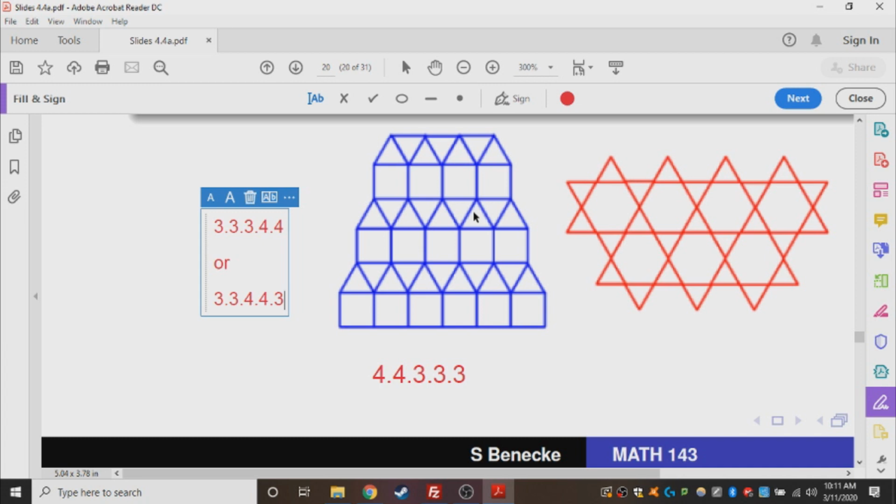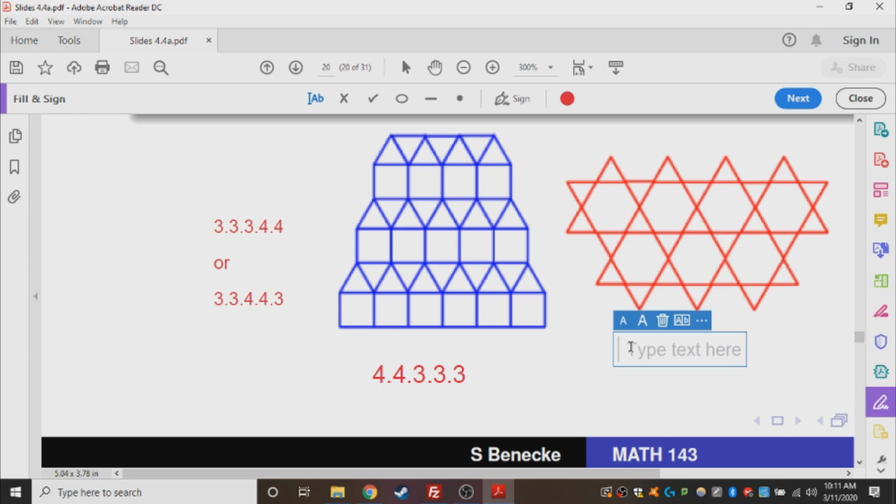What about the red tessellations? Pick any one you want. What would you say is a vertex figure name for that tessellation that gives you instructions for how to make it?